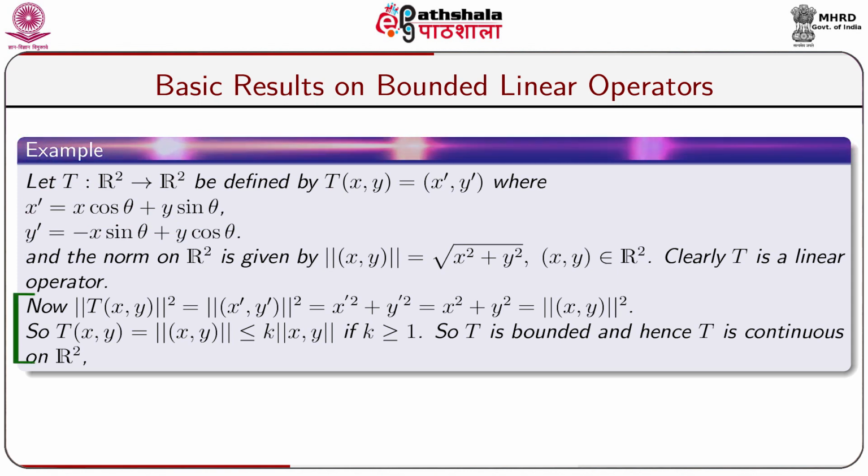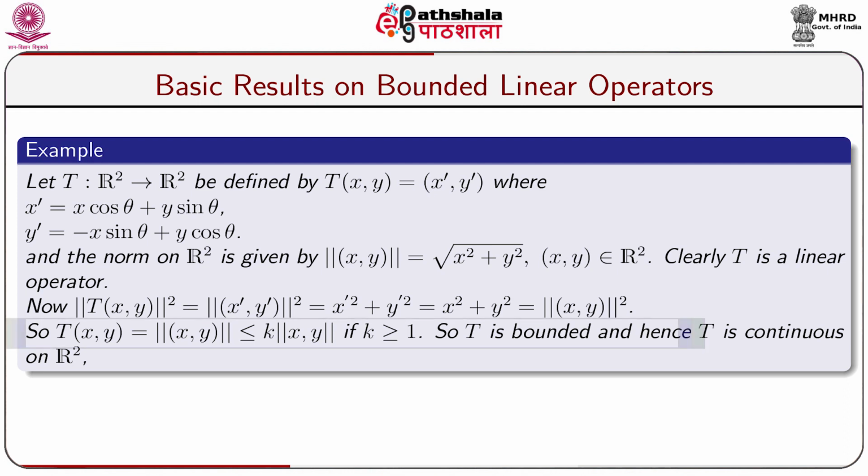Now ||T(x, y)||² = ||(x', y')||² = x'² + y'² = x² + y², which is equal to ||(x, y)||². So ||T(x, y)|| = ||(x, y)||, which is less than or equal to k ||(x, y)|| if k ≥ 1. So T is bounded, and hence T is continuous on R2.